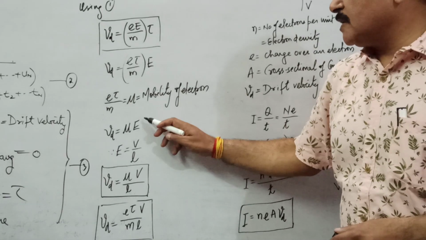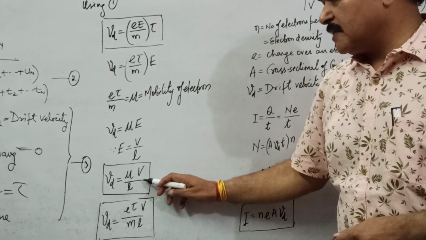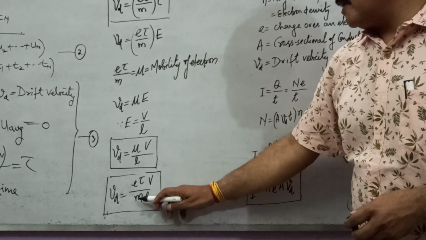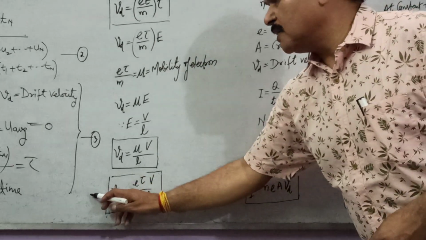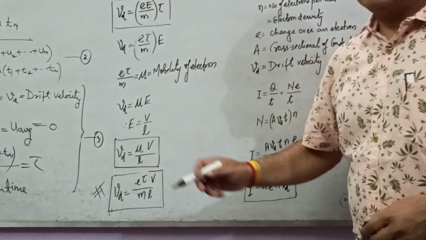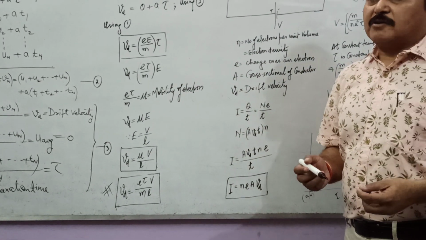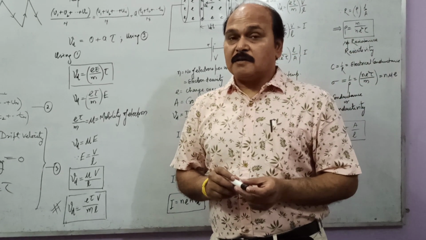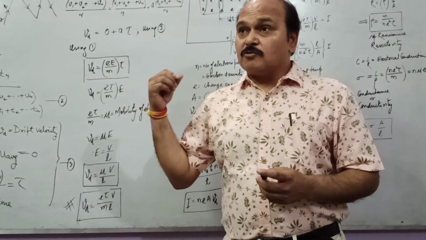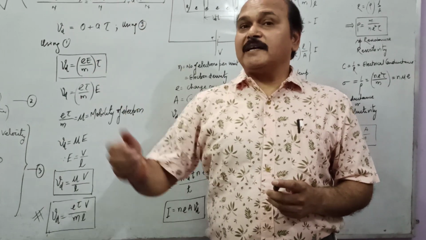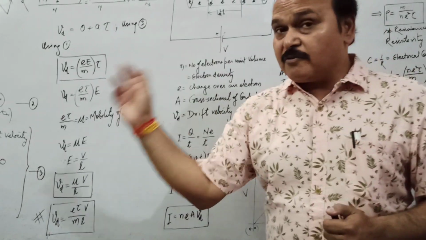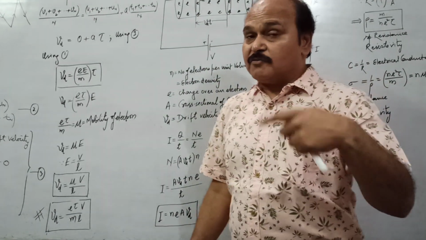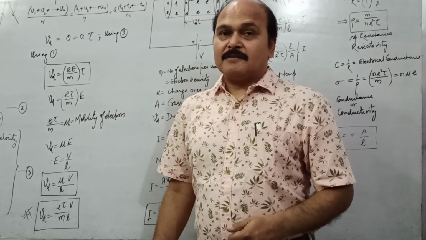If we substitute the value of E as V by L, we can write the formula like this. Or if we substitute the value of mu, it is e tau V upon mL. This is the formula for drift velocity. These are various forms of the same formula, that is, the drift velocity of an electron in a conductor. This drift velocity is not very high. Current flows through a conductor with the speed of light, but this drift velocity of the electron is very, very small. It is of the order of centimeters per second.